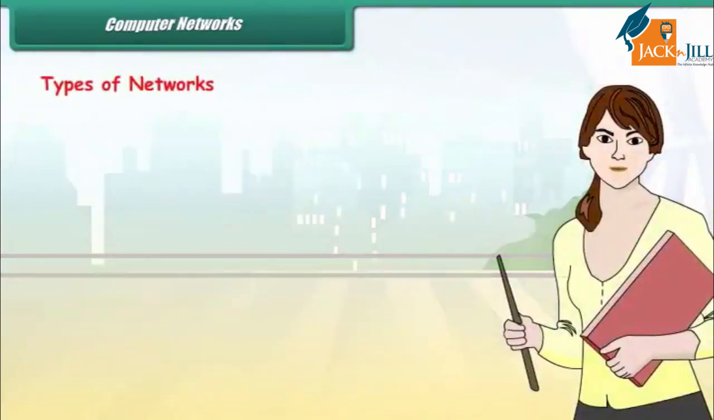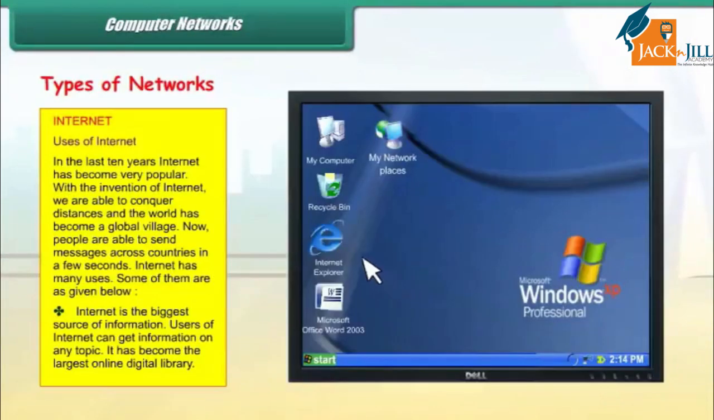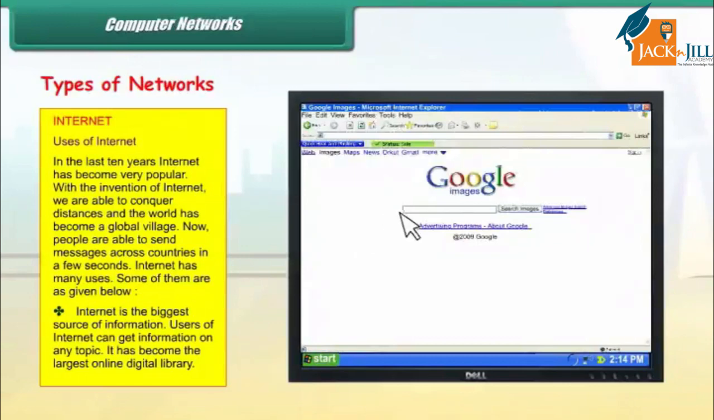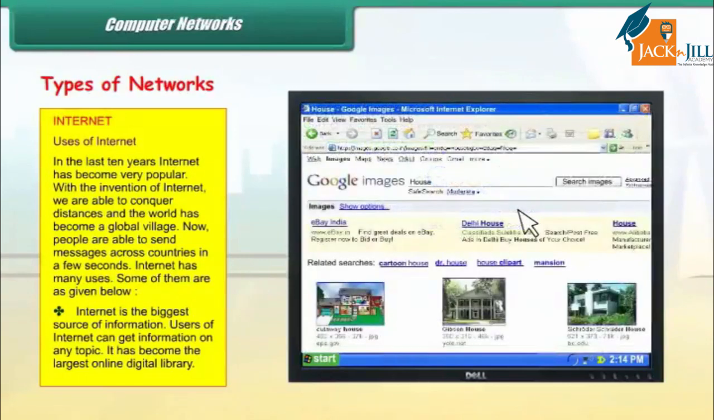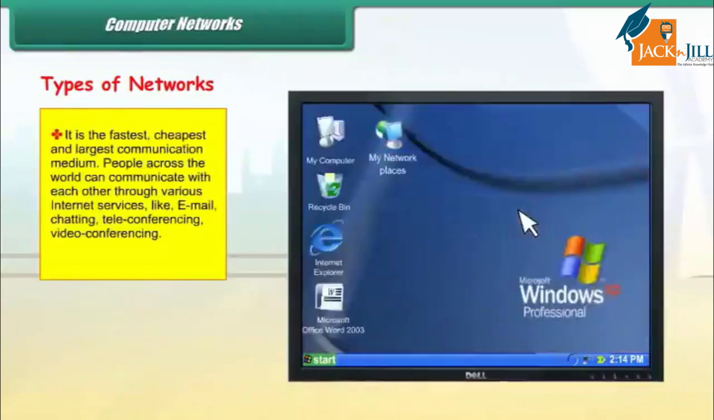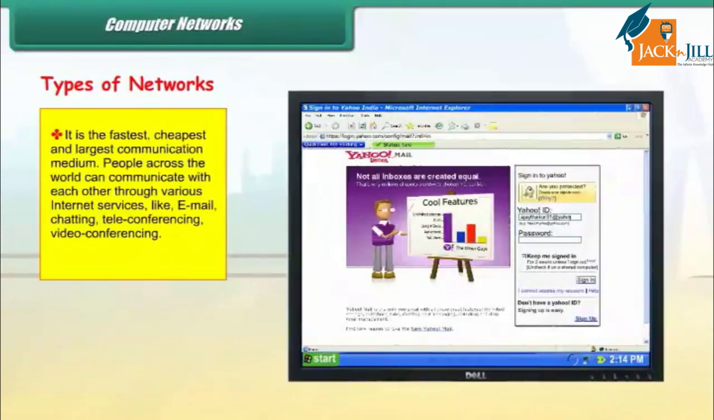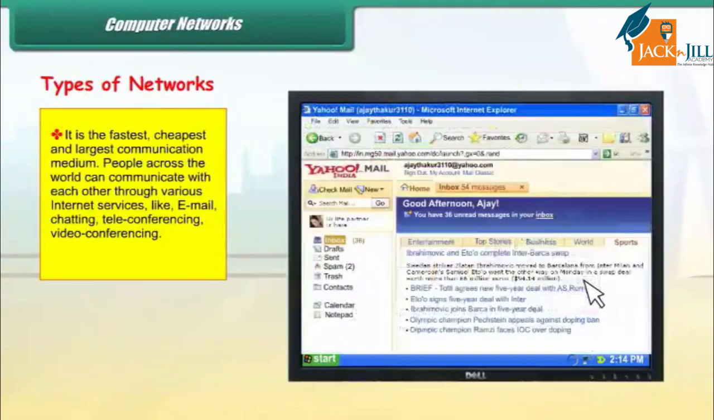It is the fastest, cheapest and largest communication medium. People across the world can communicate with each other through various internet services like email, chatting, teleconferencing, video conferencing. Websites on the internet are useful for advertisement and mass communication.